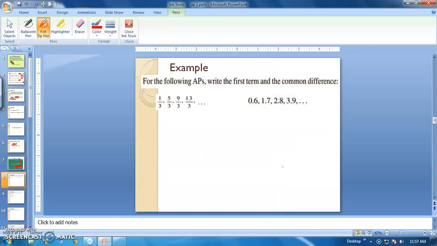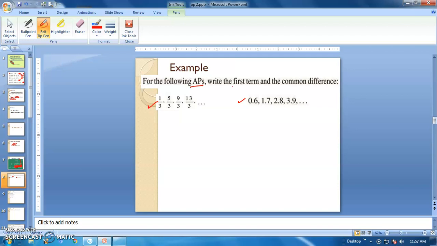So look at the example now. For the following APs, write the first term and the common difference. Here two examples are given. They are in AP only. No need to check whether they are in AP or not. Suppose if you want to check whether the given series or given sequence of numbers is in AP or not, how can we check? Through the common difference.